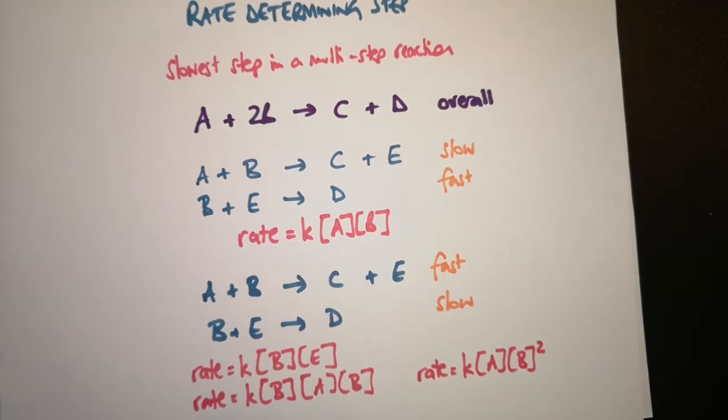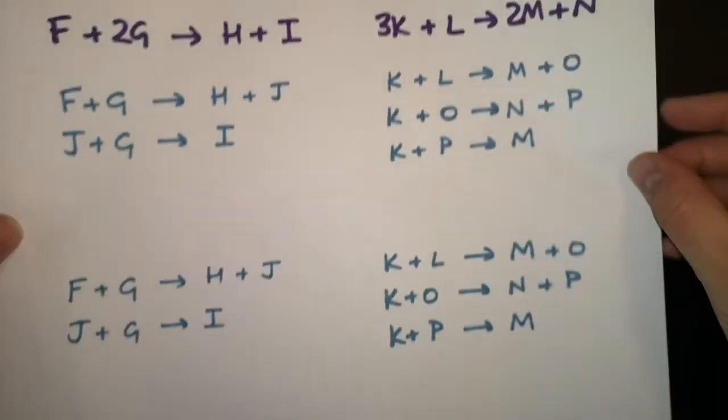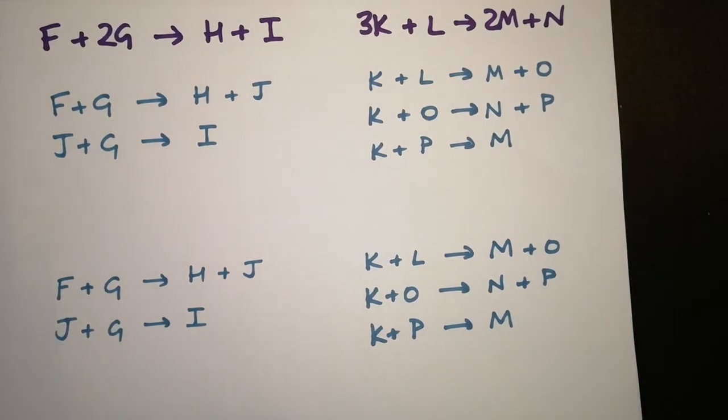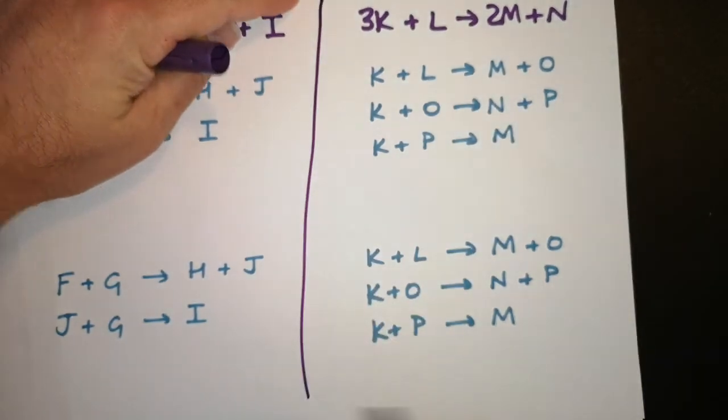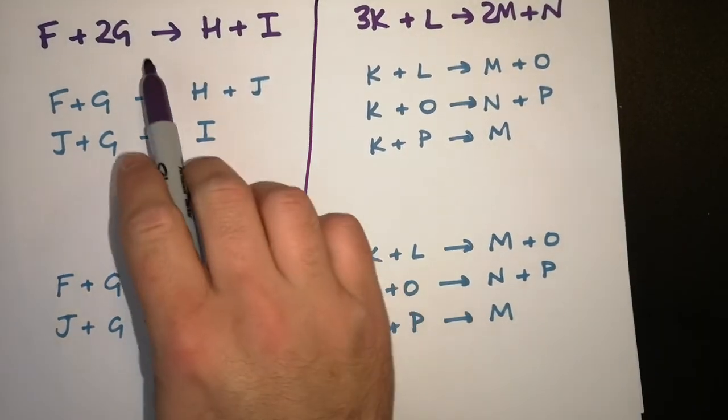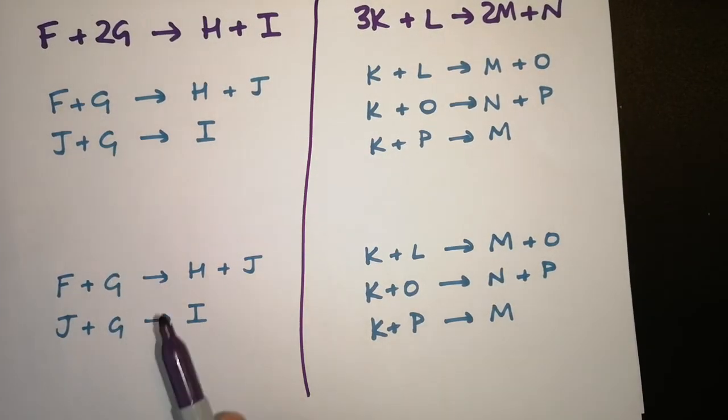Okay, so I'm going to put some examples on the screen for you to have a go at. The reactions in purple at the top are the overall. So it's two separate reactions, so we'll draw a line down the middle to show it's separate. These are the overall equations. And these are the mechanisms. So I've done exactly the same mechanisms twice, so you can test your skills with both of them.